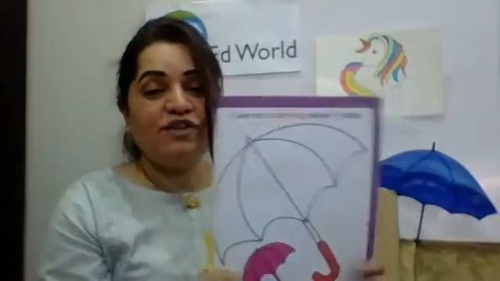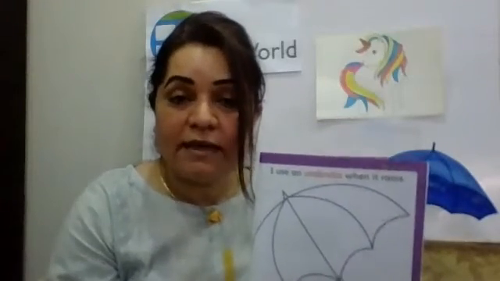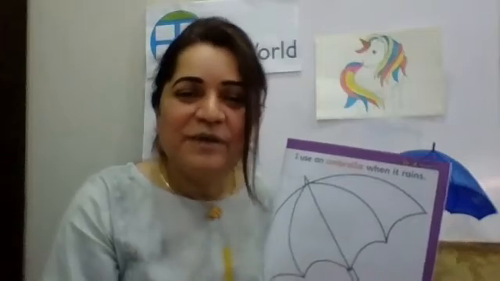Oh yes, you can see the umbrella on page number 26. So they say I use an umbrella when it rains. And we can even use the umbrella on a very, very sunny, hot day to protect ourselves from the sun rays, right? So both ways you can use umbrellas, but we cannot use umbrellas on a windy day because the air gets into it and it flies away. So we can use an umbrella only when it's raining or when it's a sunny day.